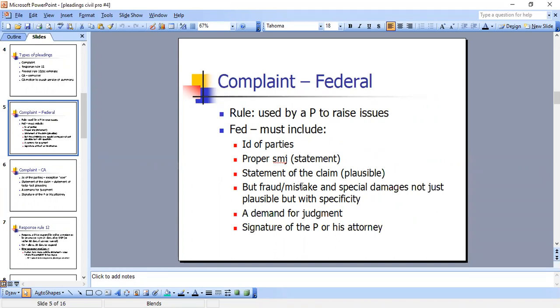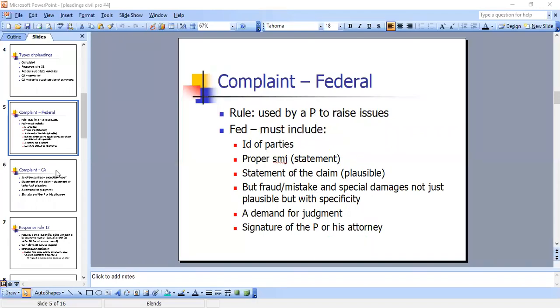But fraud, mistake, of course, there's always an exception. Fraud, mistake, and special damages, not just plausible, but specificity, which means they want element fact for this one. Everything else is just plausible. Now, there must be a demand for judgment in the federal complaint and the signature of the plaintiff or his attorney. All of this has to be found in the federal complaint. I don't see much on it, but I do sometimes see: is it plausible?